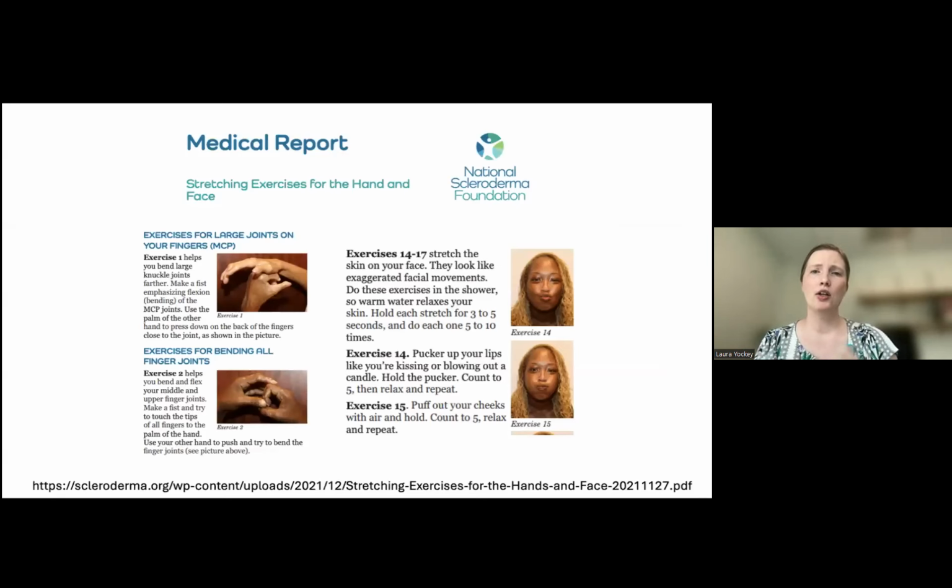And there's a nice handout from the National Scleroderma Foundation that goes over a number of exercises for hand and face stretching, if patients aren't able to see an occupational therapist or want some other resources too.